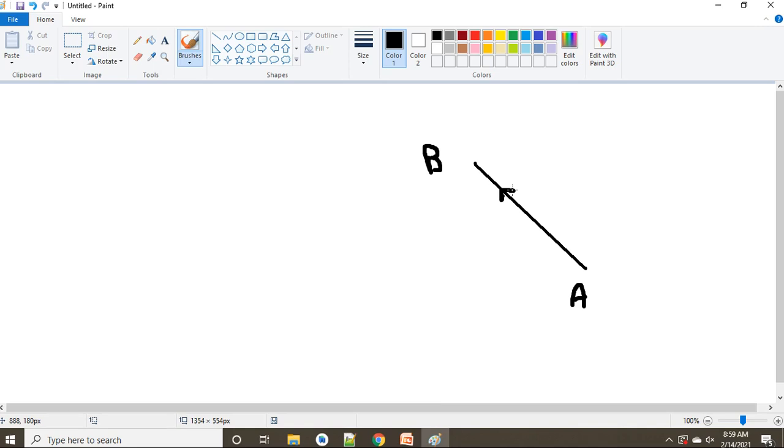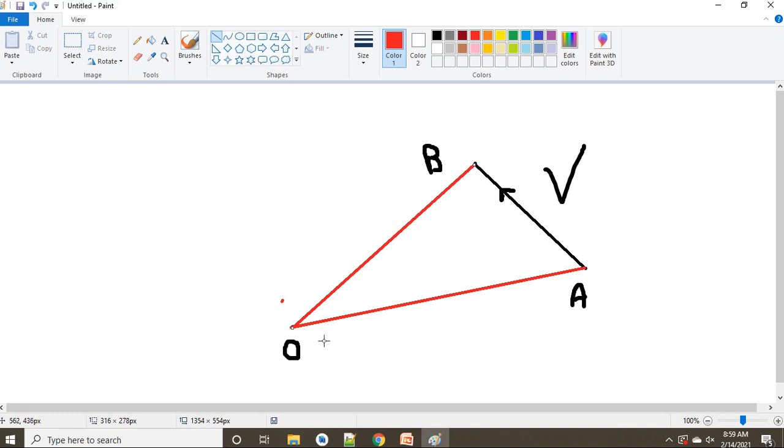If I have two points A and B and I want to find the distance or vector between them, the vector has two things: a direction and a magnitude. So if I want the vector between these two, let's say V, what do we have to do? We have to draw two lines from the origin. So O to A will be the first line, and O to B will be the second line.